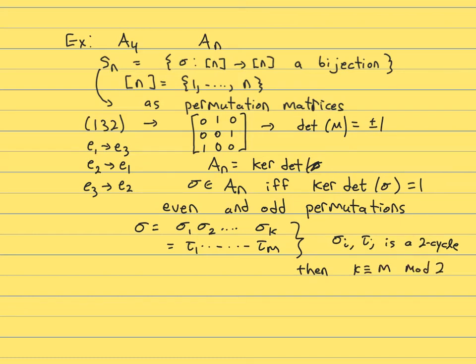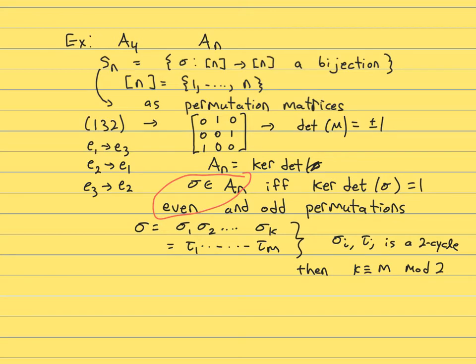So that's one of the theorems you prove sometimes in modern algebra or in algebra 1, that if you write a permutation as a product of 2-cycles or transpositions, then any two decompositions as a product of transpositions must have the same length mod 2. So either you can write it as a product of an even number of transpositions or a product of an odd number of transpositions, but you can't do both. And then the alternating group corresponds to the even ones, any permutation that can be written as a product of an even number of transpositions.